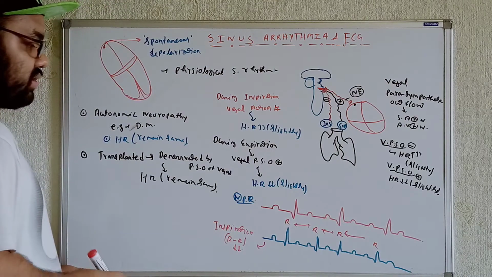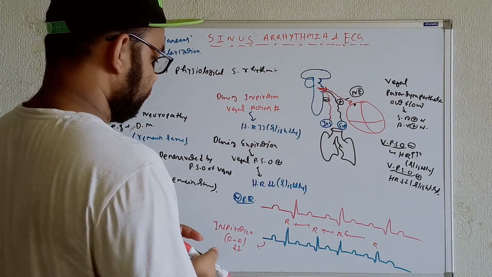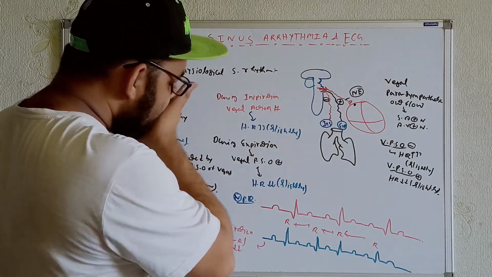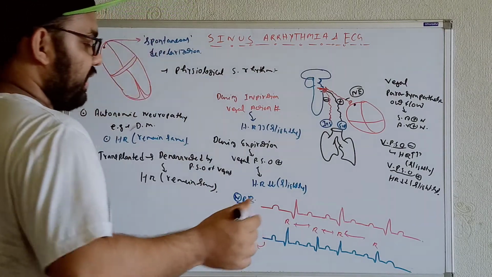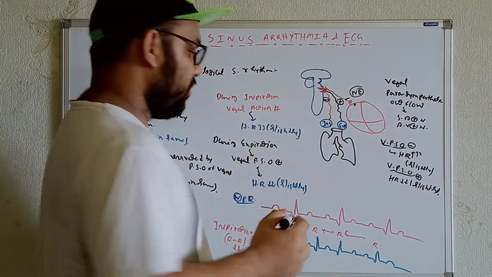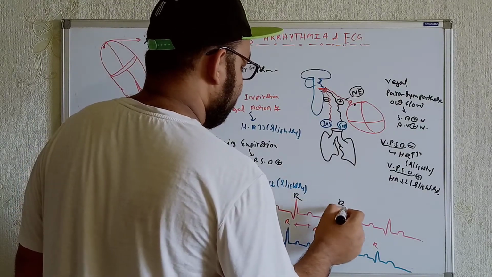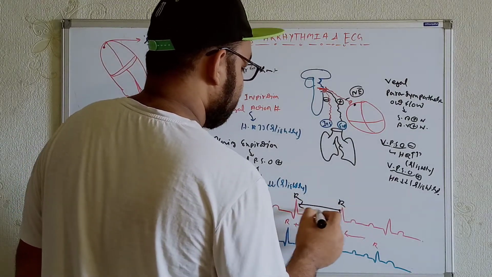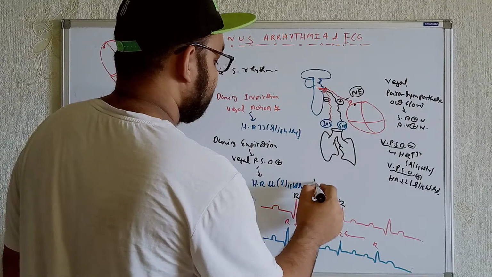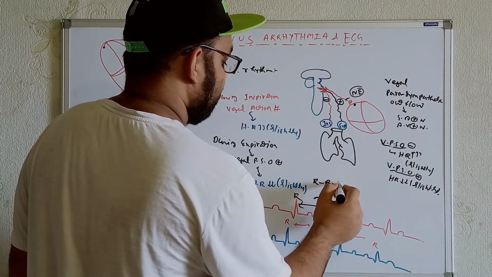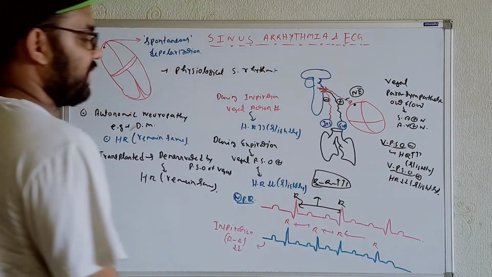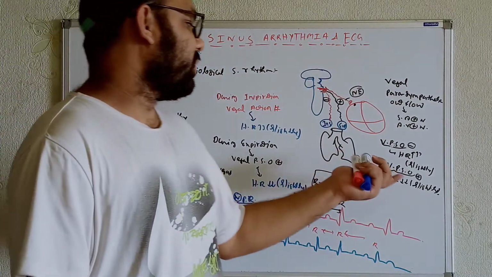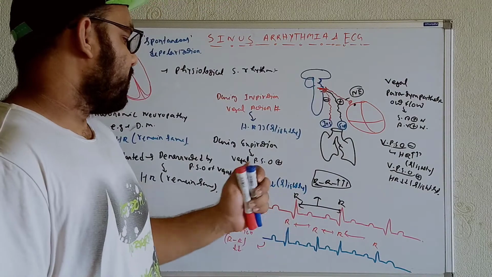But during expiration, try to understand, what did I say? The heart rate will be slow. Now if the heart rate is slow, definitely the interval between the two R waves should be more. So during expiration, the RR interval will be more, because the heart rate will be slightly decreased. So these are the normal physiological circumstances.